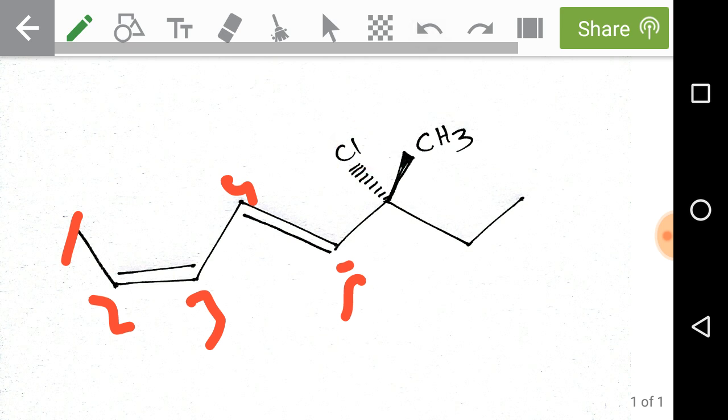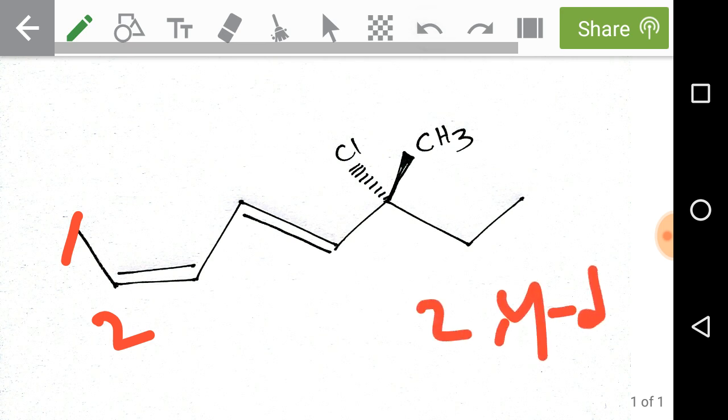So after checking the priorities of the prefixes, the main functional groups here are enes. We have two enes, so look at their starting ene numbers. We have 2 here and 4. That means 2,4-diene as a suffix. Now, what is the longest chain here? 8 carbons containing it, so octa. Octa-2,4-diene.